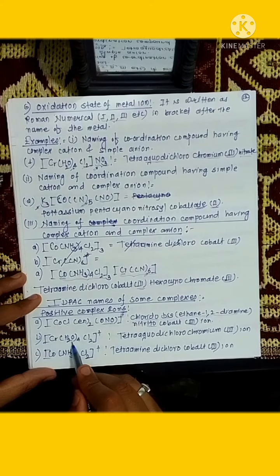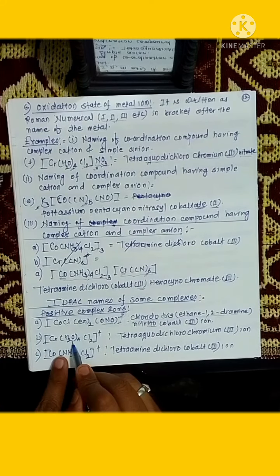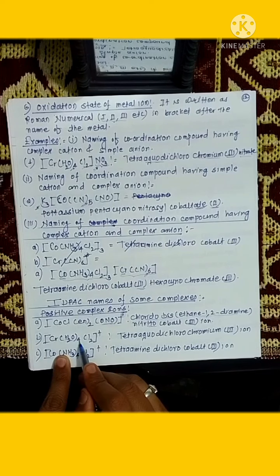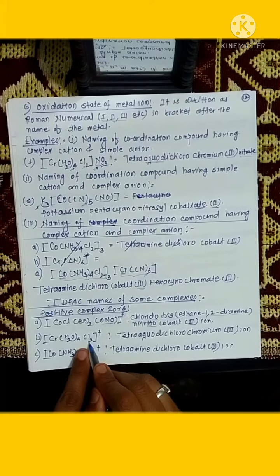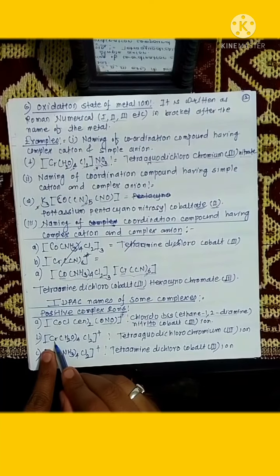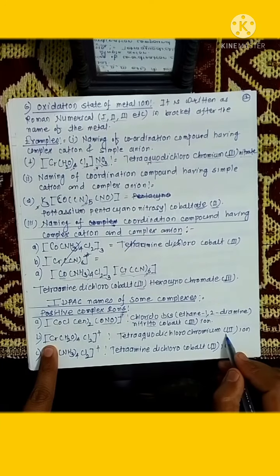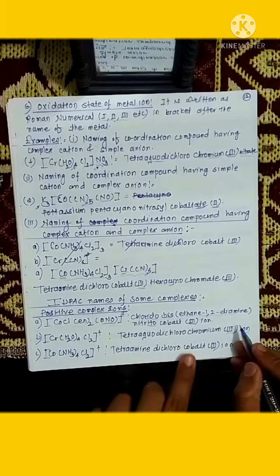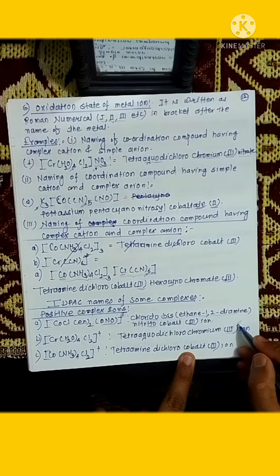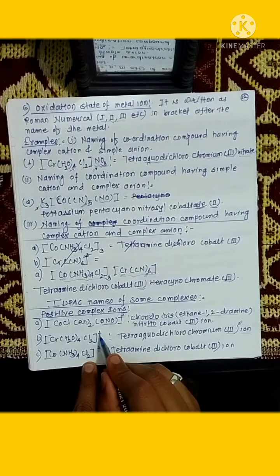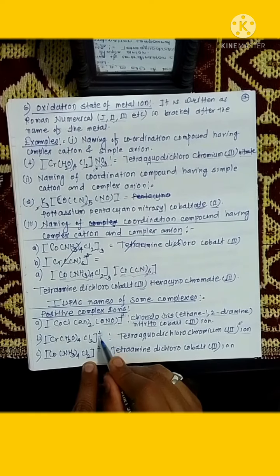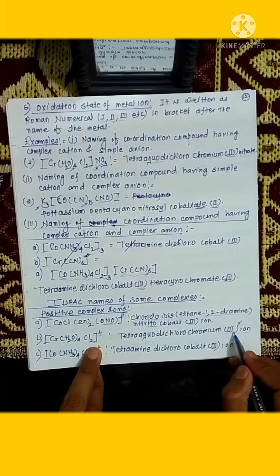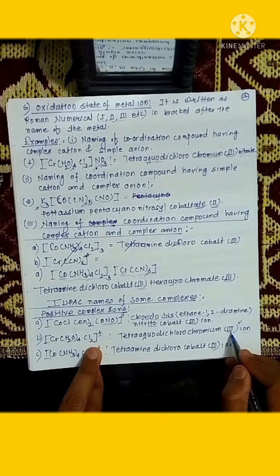In this compound the name should be written as tetraaqua. Don't write water; water is written as aqua. It is written as tetraaquadichloridochromium(III) ion. Students can easily calculate this charge; just see the previous video. Don't write the charge on the complex here. It is the oxidation state of the metal.